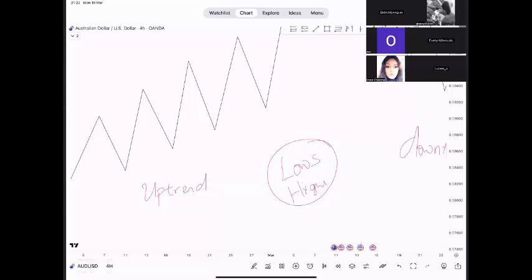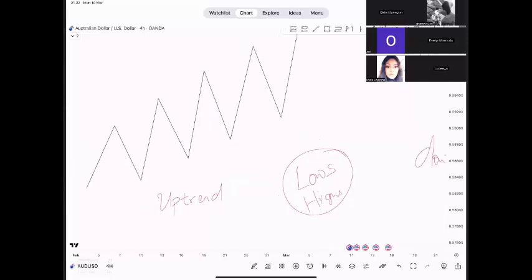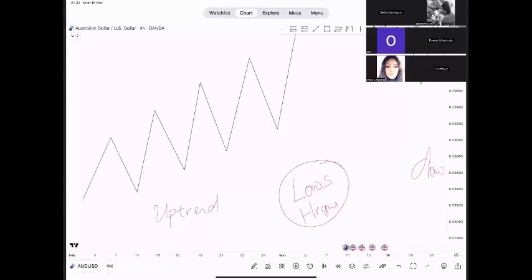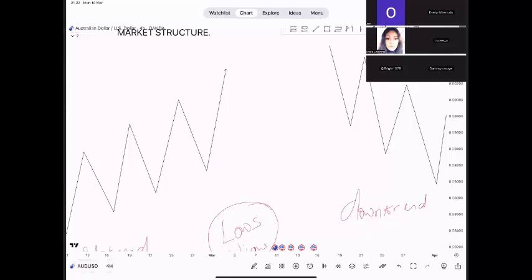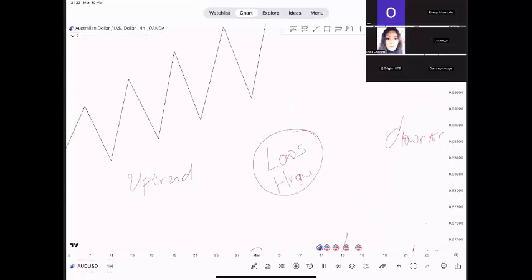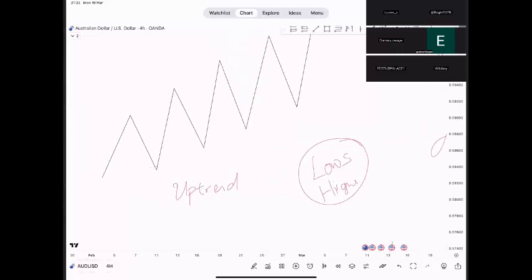I said that these three types of market structure that we have, which I made a schematic diagram of, have one thing in common: they are always made up of highs and lows, right? But the type of highs and lows they are made up of is what will determine whether we are in an uptrend, a downtrend, or a ranging or consolidation market structure, right? So for the uptrend now, what type of highs and lows do we have?